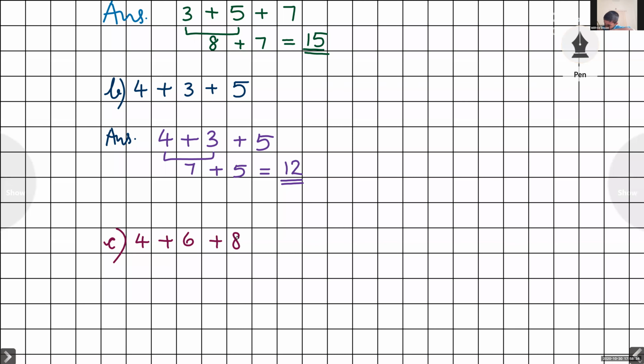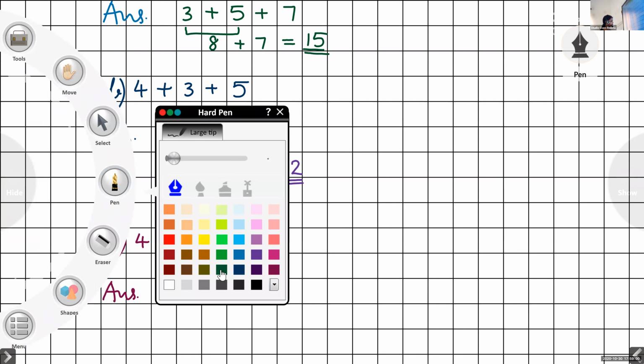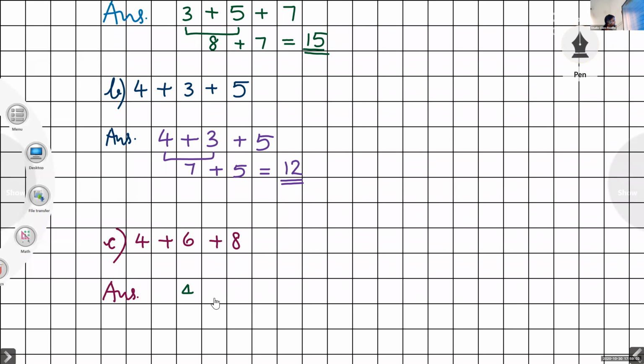And the next question: 4 plus 6 plus 8. So try 4 plus 6 plus 8. The first number 4, second number 6, third number 8. So add the first two numbers. Add 4 and 6. Ritika, what is the answer?